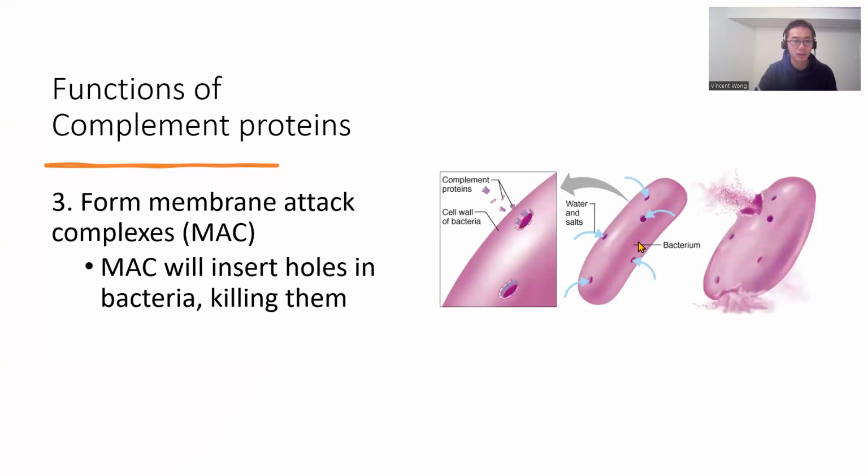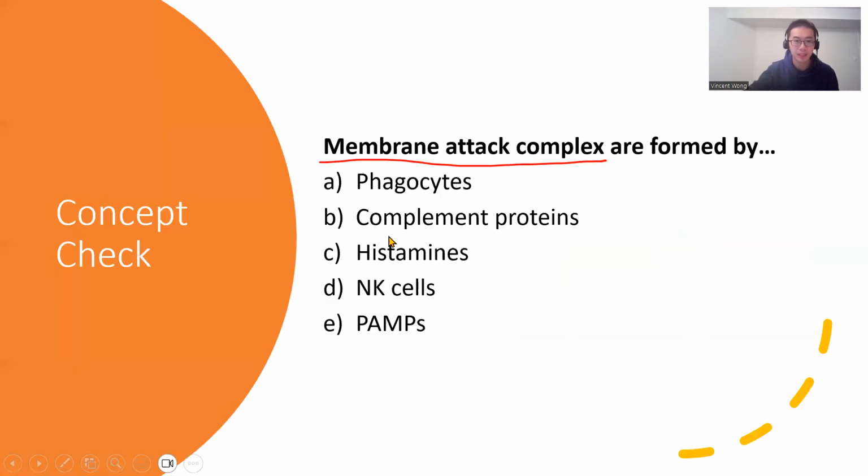Let's go back here. Look. The complement proteins, right? They form the membrane attack complexes, right? These are things that will punch holes into the bacteria, causing them to leak all over the place and die. So membrane attack complexes are formed by complement proteins.